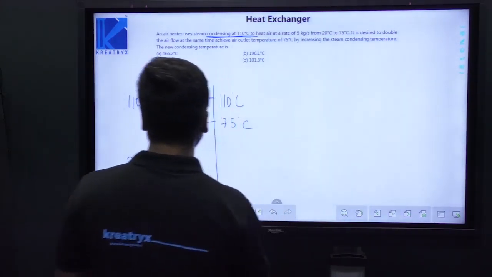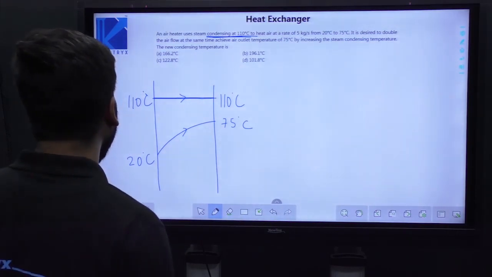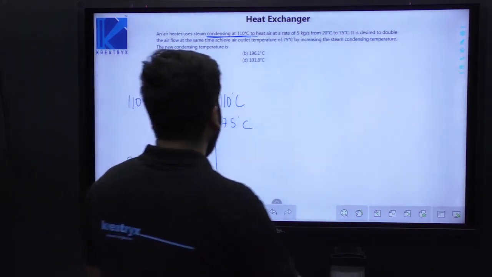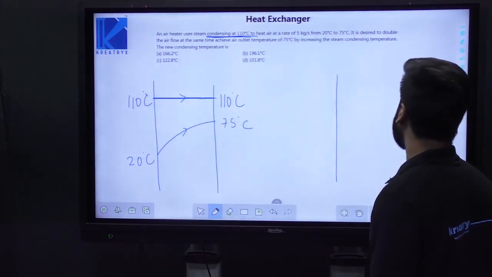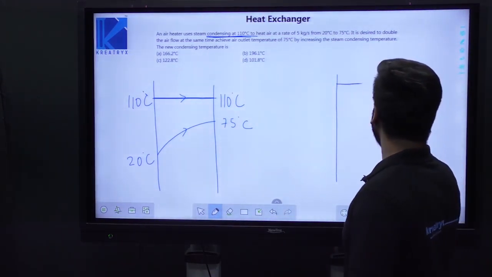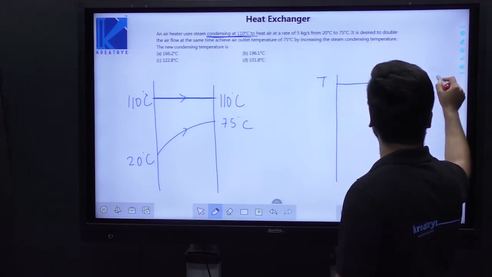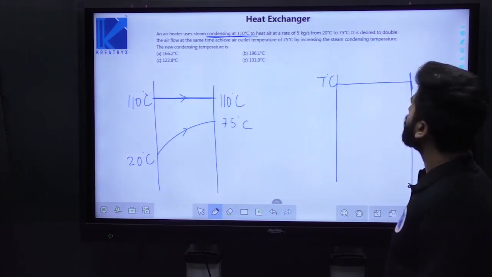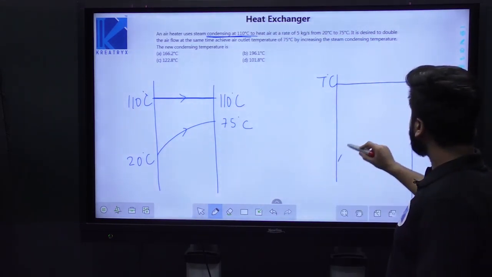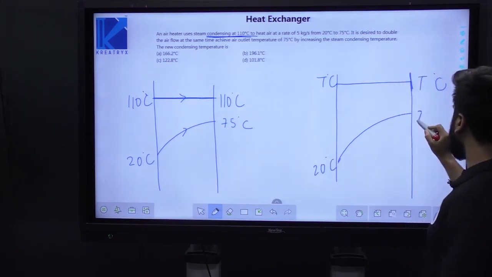So this is for the first case, that this is 110 degrees Celsius. Now for the second case, when we have to increase the steam condensing temperature, let it be T. So this is T degrees Celsius. And again, the outlet temperature and the inlet temperature of the air will remain the same. This is 20 degrees Celsius and this is 75 degrees Celsius.